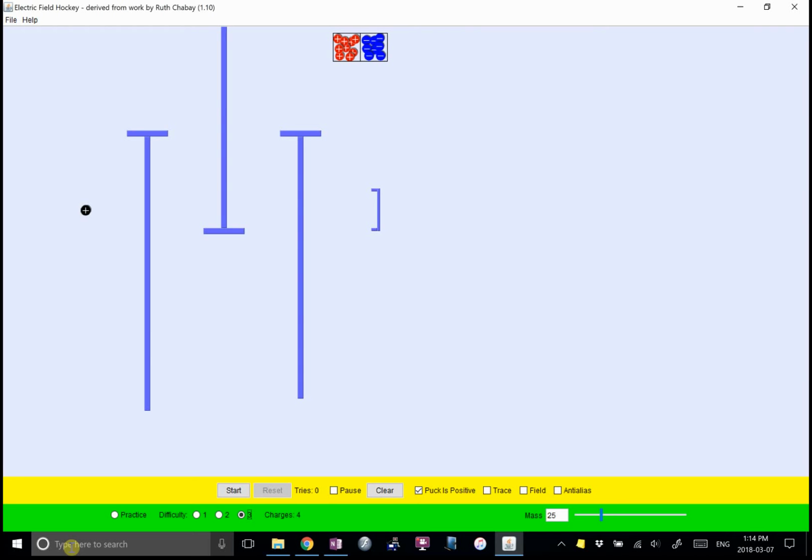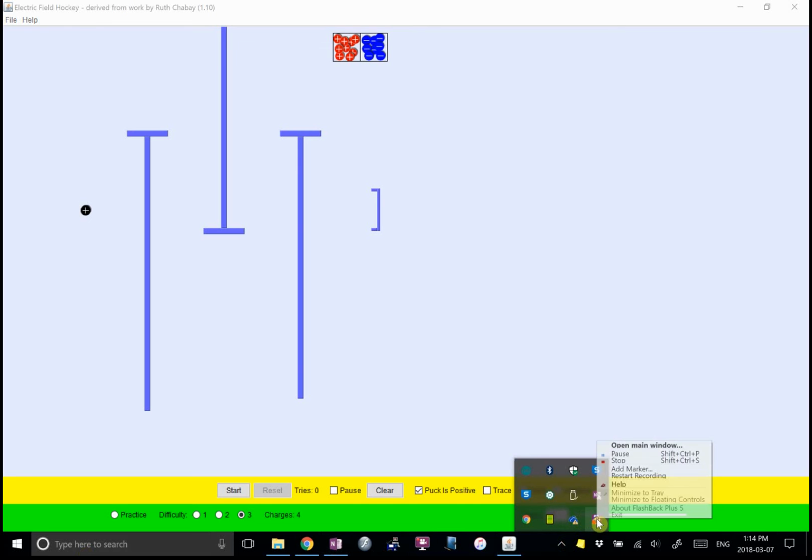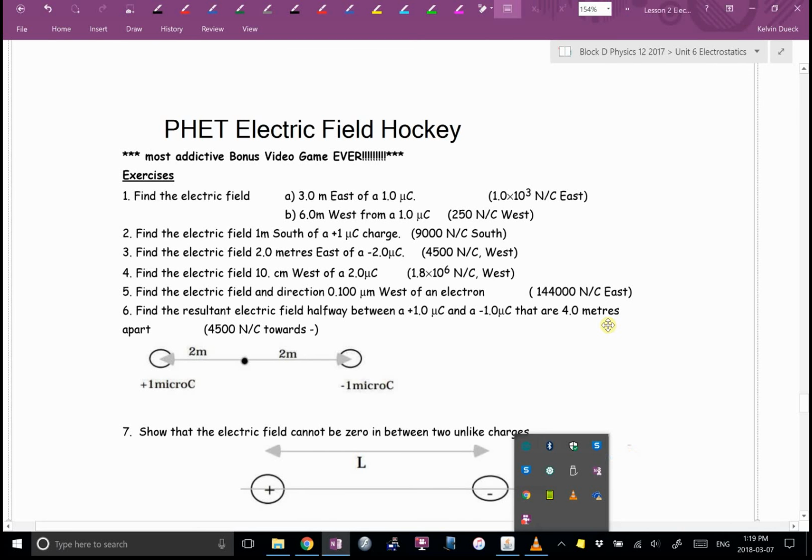This is addictive, I warn you. One of the neat things is that it tracks your number of attempts. I'm going to pause. What's your homework? Yeah, you're going to get some homework over spring break.